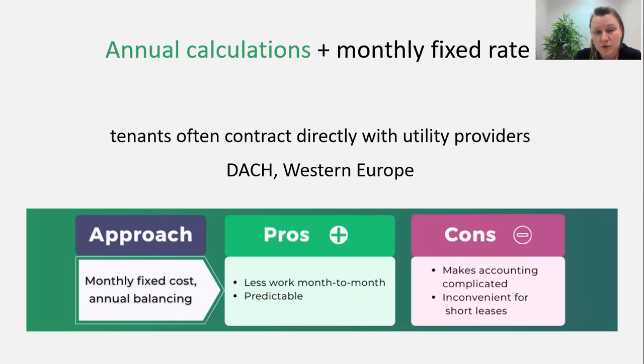The advantage of this approach, on the one hand, is that there's less work month to month. It's a fixed rate, and the cash flow is more predictable on both sides. You know how much to pay, you know how much you get. At the same time, it can be more inconvenient with shorter leases, because if you're renting the premises for 6 months and you leave, but the utility cost balancing is done once a year, then you might have a risk that you need to pay some extra, like half a year after you've actually left the premises.